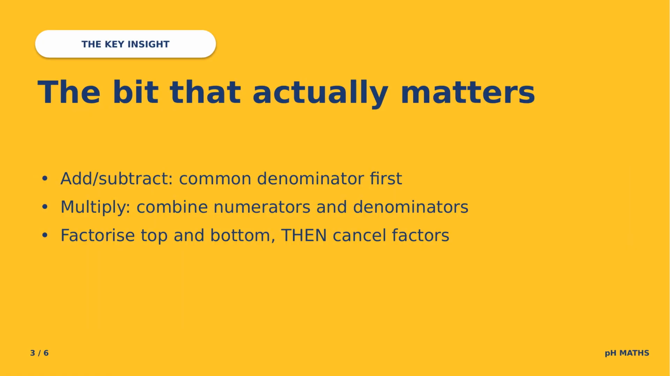Key insight: to add or subtract, find a common denominator first. To multiply, combine across, top times top, bottom times bottom. And to simplify, factorise both the numerator and the denominator, then cancel any shared factor. Always factorise first, because most cancellation only becomes visible after factorising.